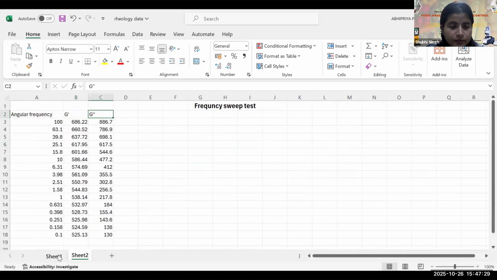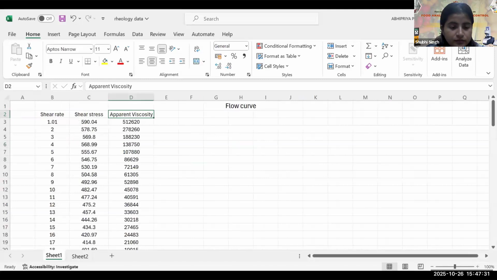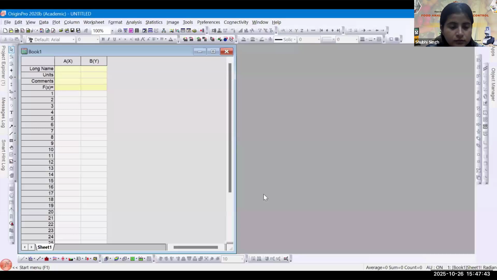So first we will interpret the data of flow curve. For that, we have to copy the data to Origin. So here I have one Origin book sheet. I will just copy the data.